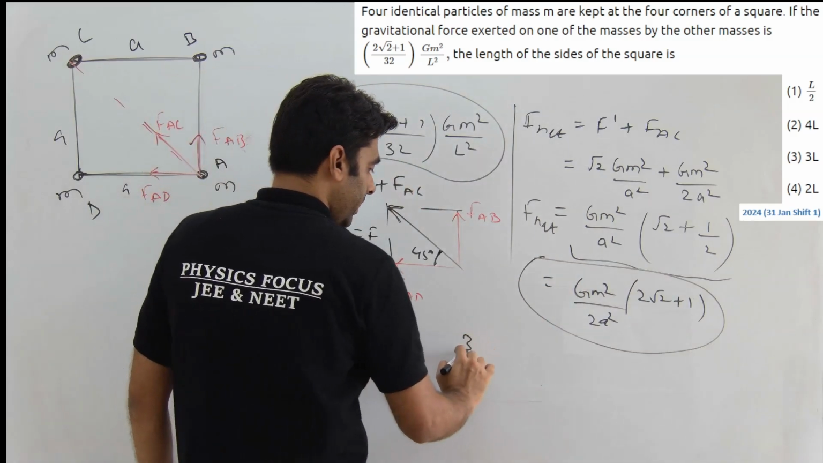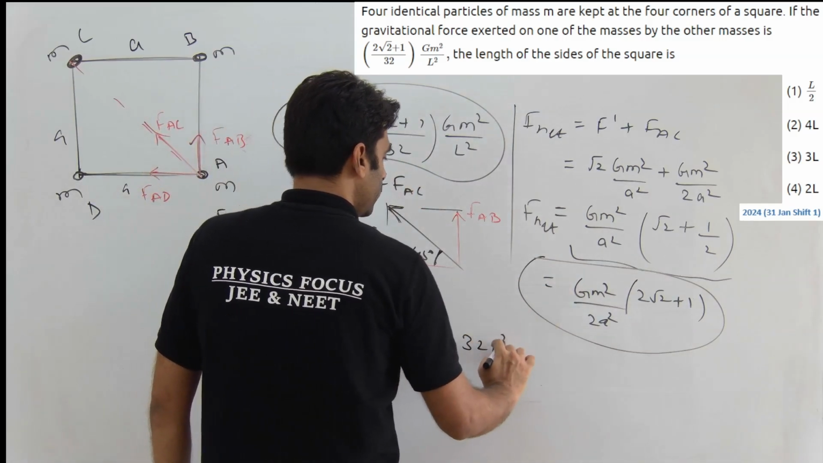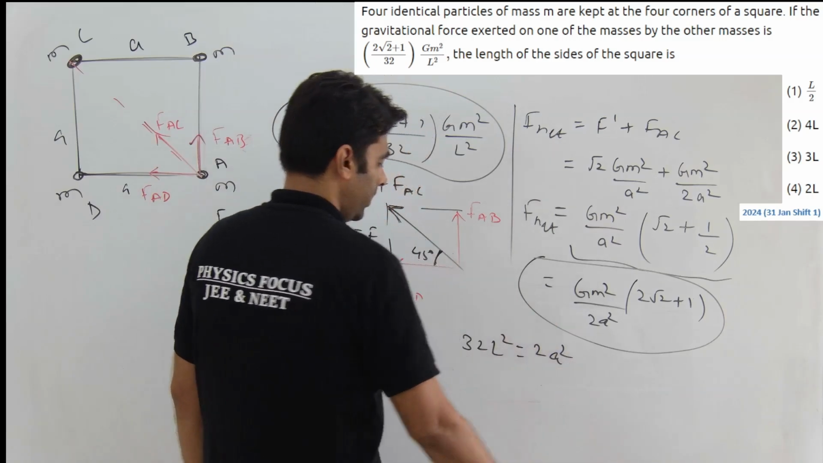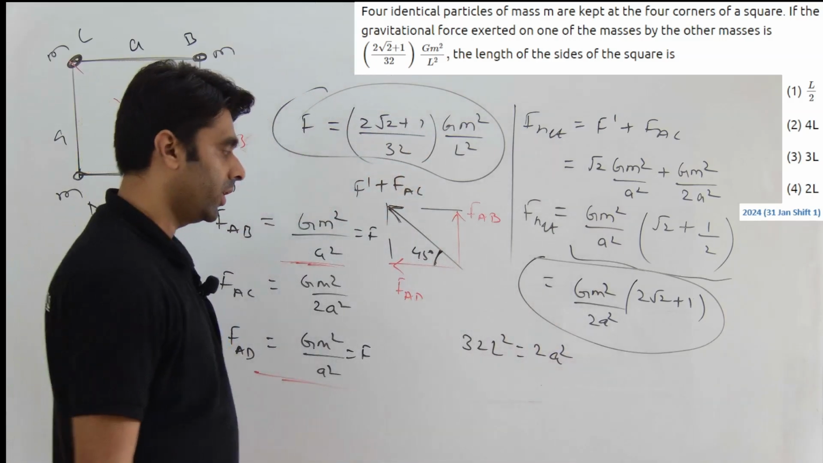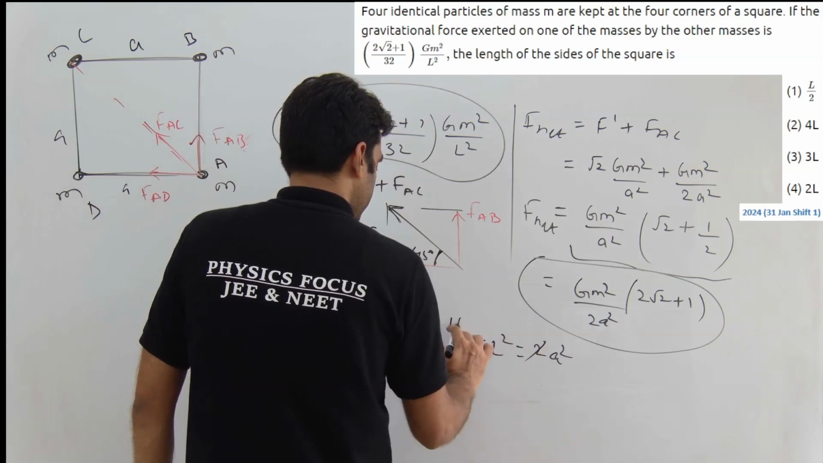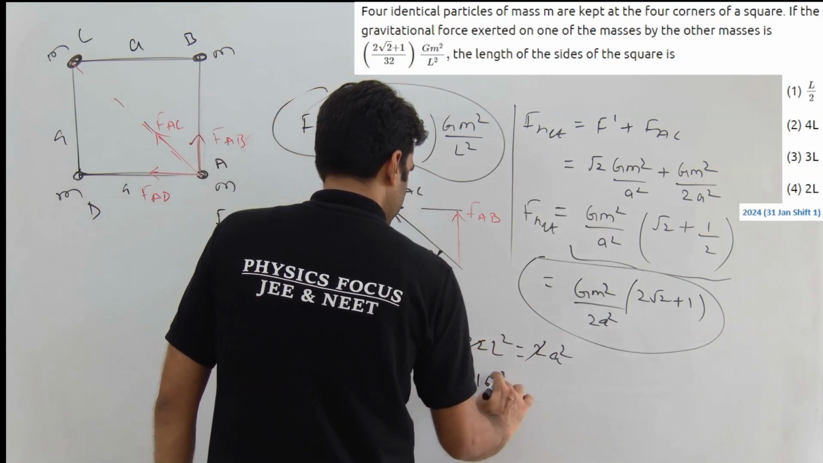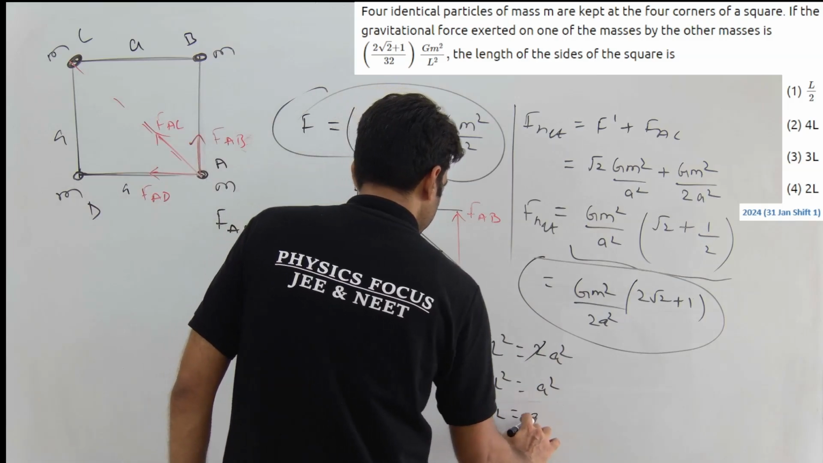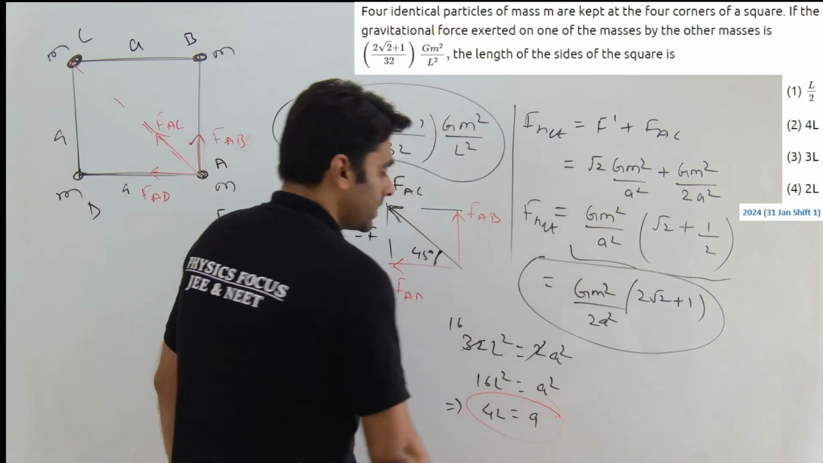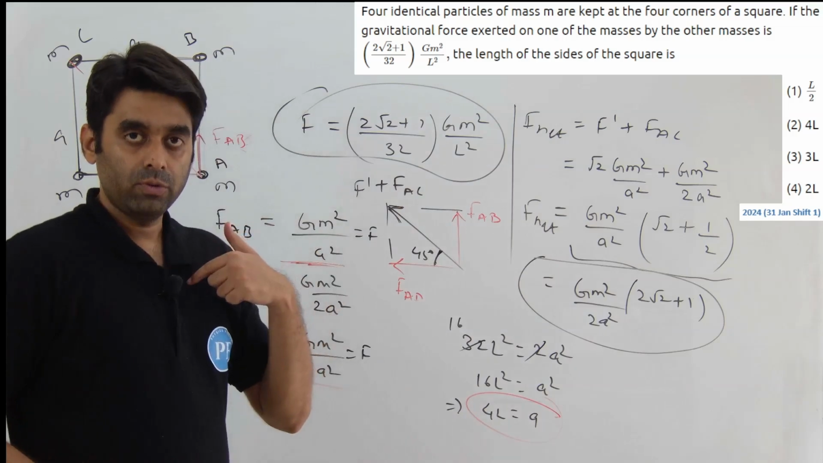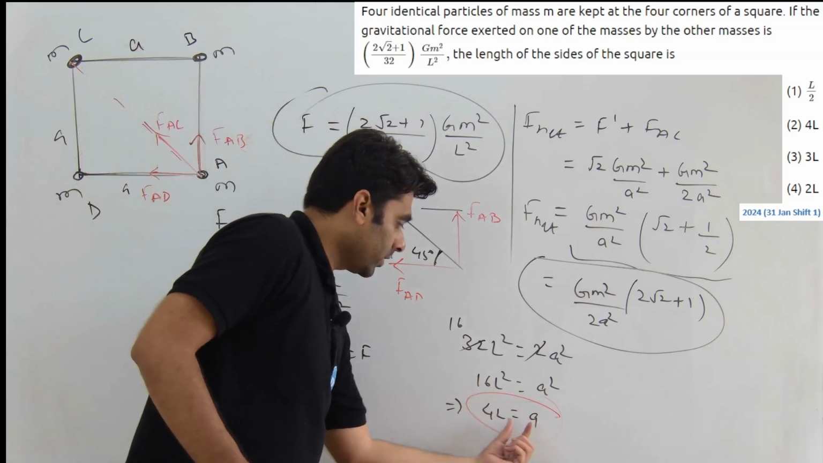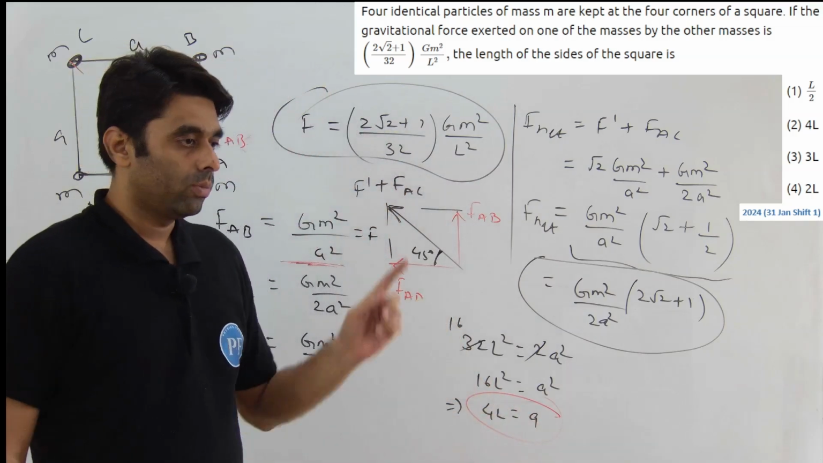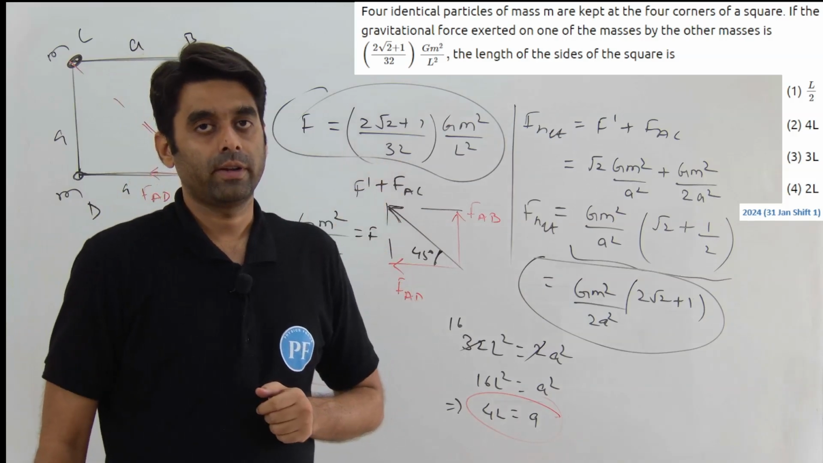From the denominator, we can say that 32 L square is equal to 2A square times 16. So 16 L square is equal to A square, which implies 4L is equal to A. What is the side of the square? A, which we assumed. So the side of the square is 4L. You can check the options: option number 2 will be your correct answer. Let's move ahead.